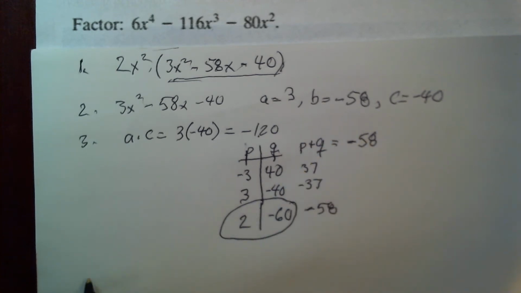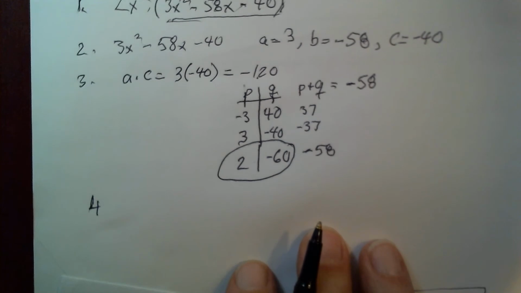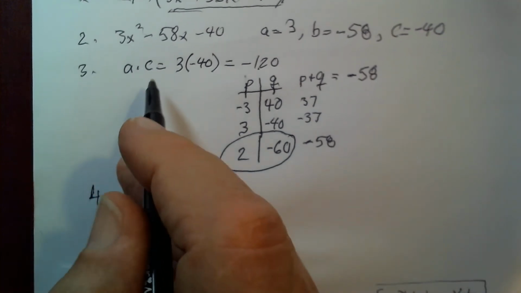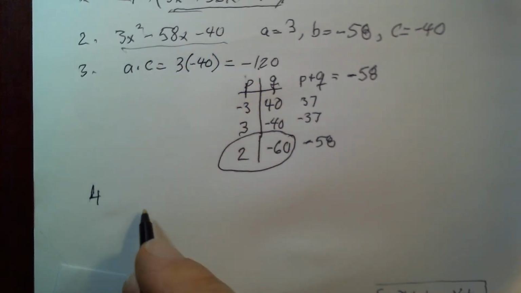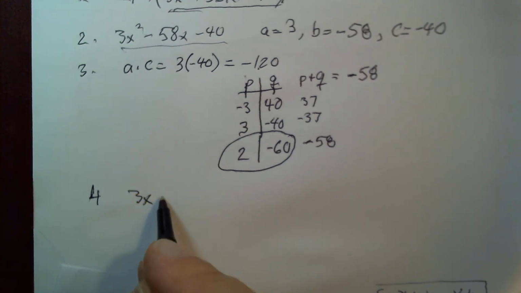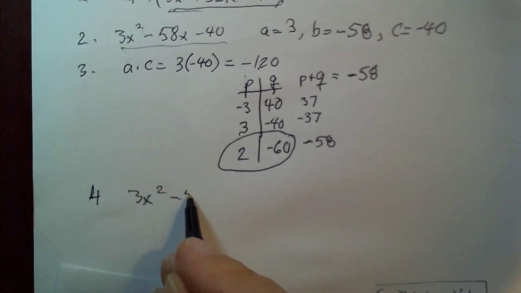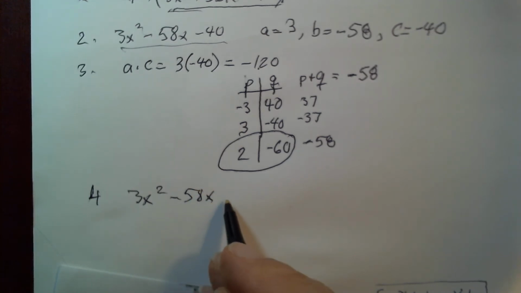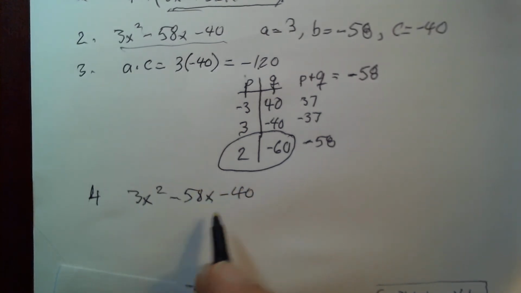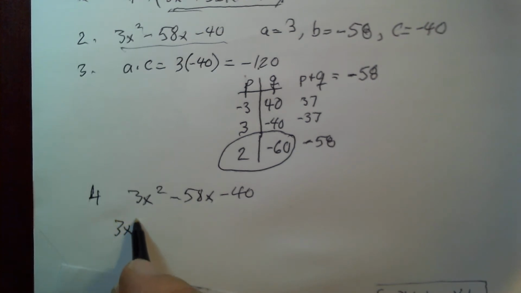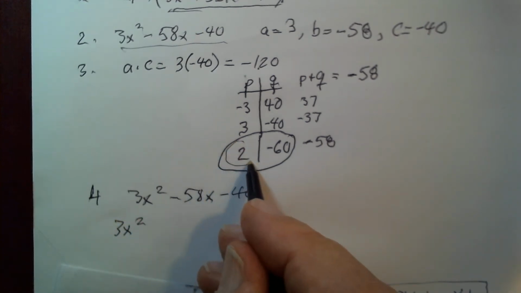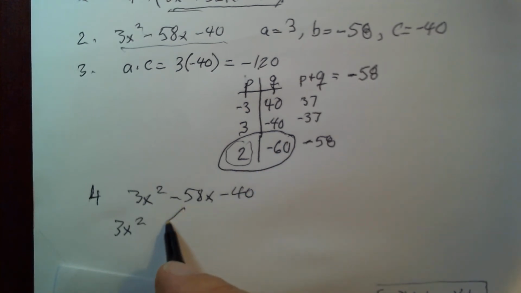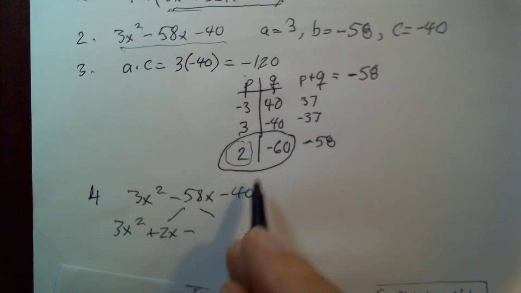So now we're going to, well, I'll do it one more time. We rewrite the trinomial. And the trinomial that we're focused on right now is 3x squared minus 58x minus 40. So we have 3x squared. Now we're going to use 2 and minus 60 to split the middle term. So plus 2x minus 60x.